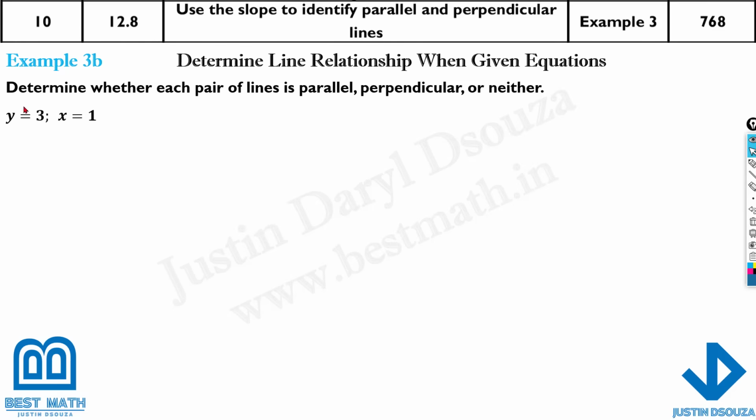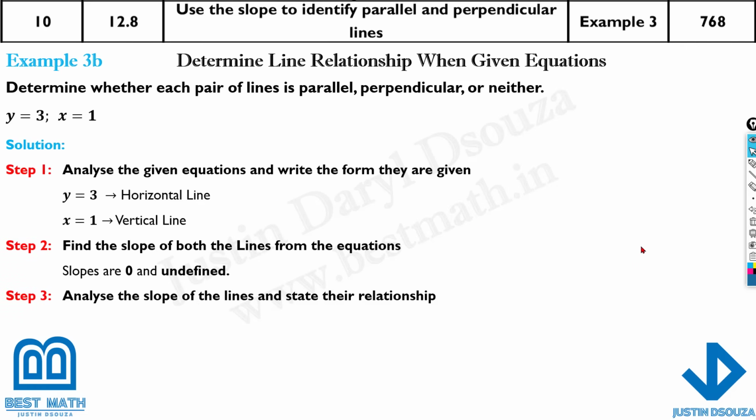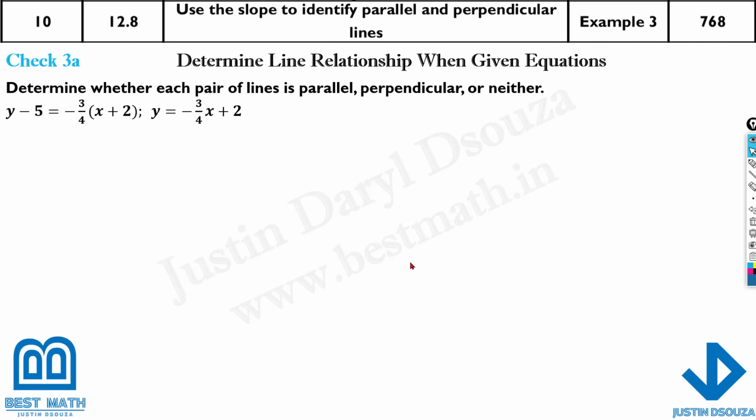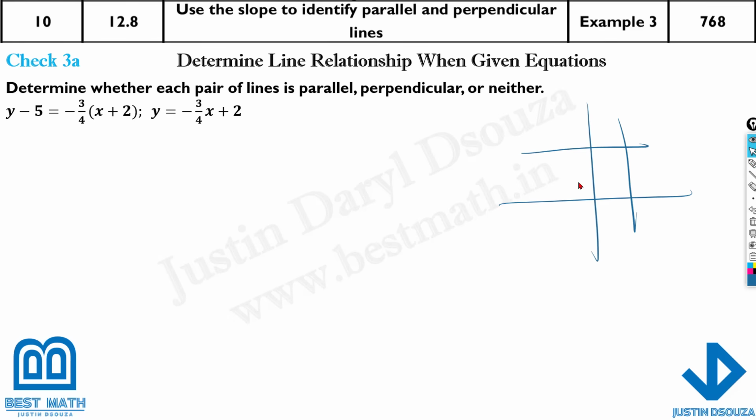And over here now, y and x, I can directly say they must be perpendicular. Why? Because if you graph them out, they'll be perpendicular. You can see vertical and horizontal lines are always perpendicular. This is a horizontal line at y is equal to 3, and x is equal to 1. They'll always be perpendicular to each other.